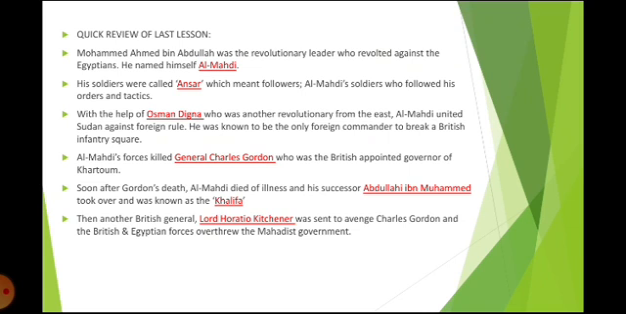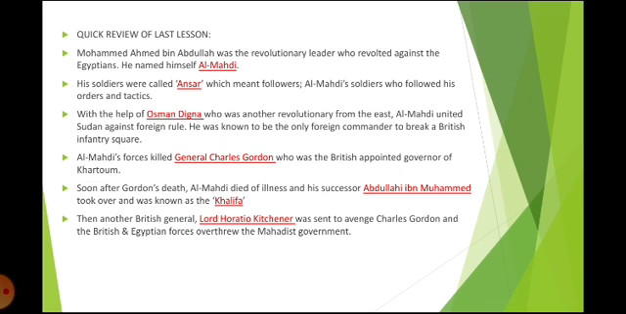Obviously, this was a big deal because the British had quite a strong army, and that's how they managed to conquer half the world. And then we also know that Al Mahdi's forces killed General Charles Gordon, who was the British appointed governor of Khartoum at the time. But soon after Gordon's death, Al Mahdi died of illness, and his successor, Abdullah bin Muhammad, took over and was known as the Khalifa.